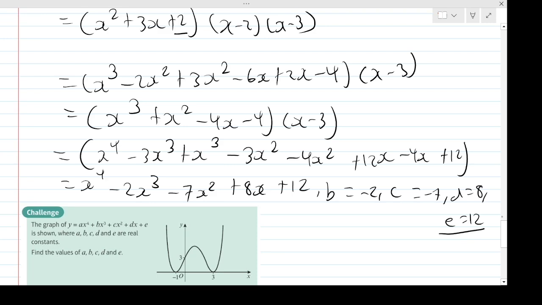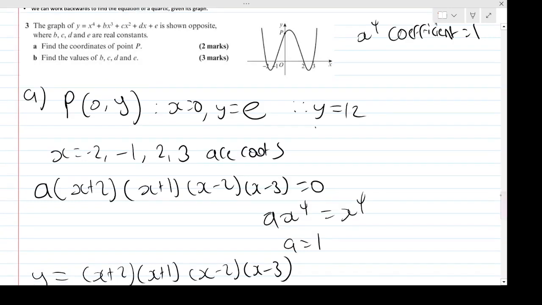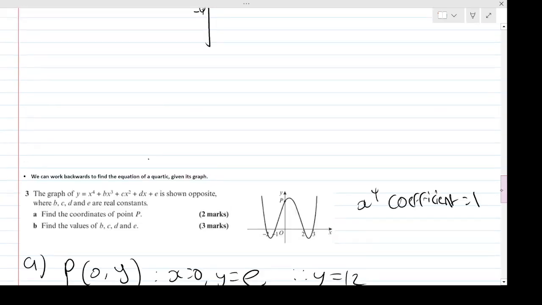Now, E is useful. We know what E is now, because that's what we needed to find in part A, remember? If y was E, therefore y is now 12, because we worked that out. So that's a coordinate, right? P is the coordinate 0, y. So P is 0, 12, and that's the y-intercept. There we are. Cool.